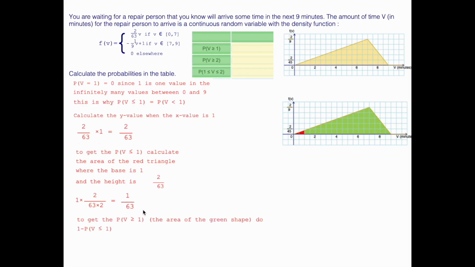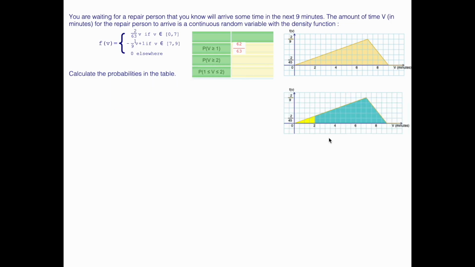The area of the green triangle is 1 take away this. 1 take away 1 out of 63 is 63 out of 63, take away 1 is 62 out of 63. I'm just going to put those answers up here. 62 out of 63 is our answer. Now let's go to the next part, where the probability that v is greater than 2.